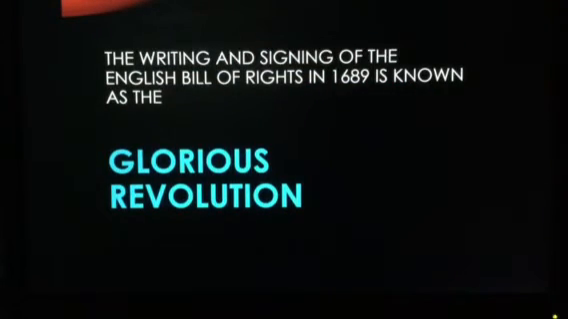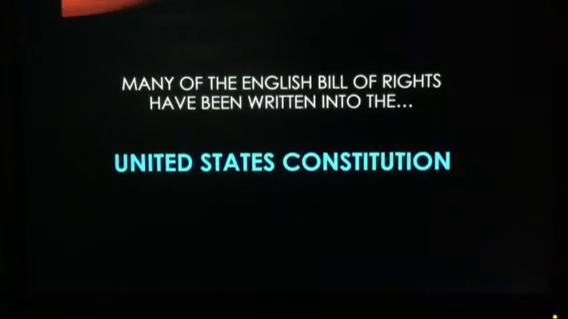The writing and signing of the English Bill of Rights is known as the Glorious Revolution, as mentioned, and also known as the Bloodless Revolution because it was a relatively bloodless limiting of the monarch's authority. Again, what this did was make the Parliament the supreme governing authority in England, not the monarch. Many of the provisions of the English Bill of Rights have been written into our own United States Constitution.